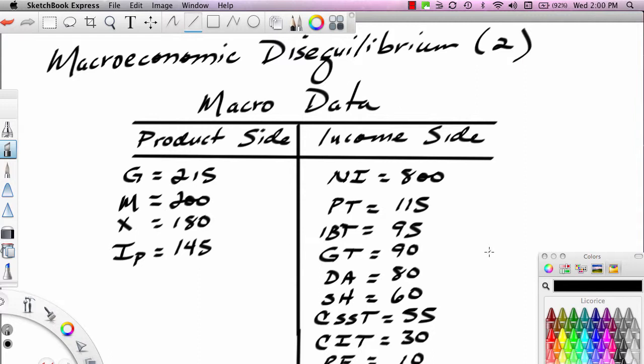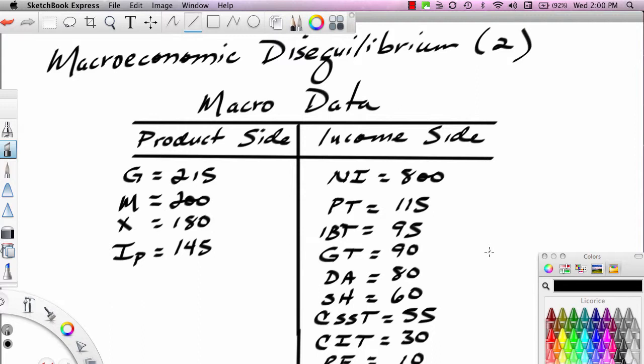In this particular segment, we want to take some hypothetical macroeconomic data and actually test these propositions and see what the consequences are of macroeconomic disequilibrium. What we will find in this example is that the economy is not in equilibrium, and because it's not in equilibrium, it will move to another point. In other words, GDP will change.